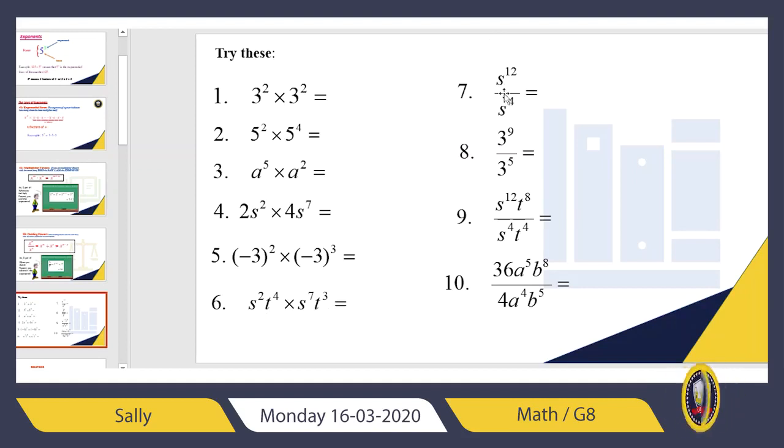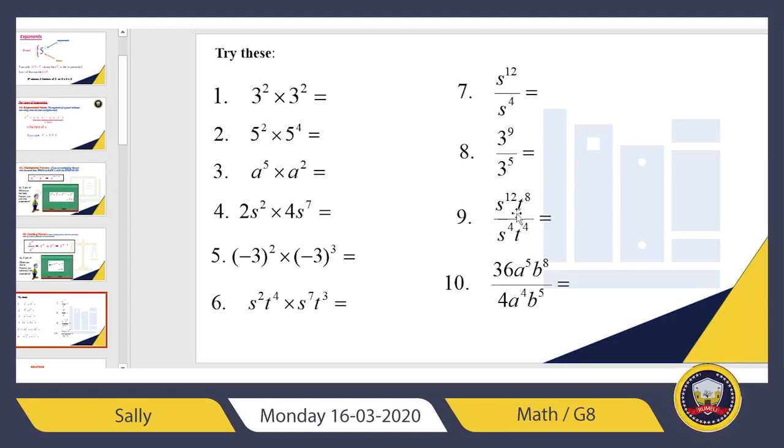Here in dividing, you remember in dividing powers having the same base, I just subtract the powers. Here s power 12 over s power 4, so I'm just going to subtract the powers. So the answer will be s to the power of 12 minus 4 is 8, so s to the power of 8. Here 3 power 9 over 3 power 5, the same base, so it's going to be 3 power 9 minus 5 is going to be 4. So the answer will be 3 to the power of 4.